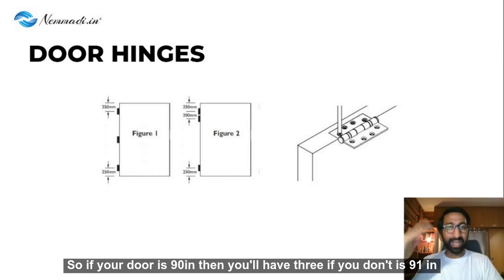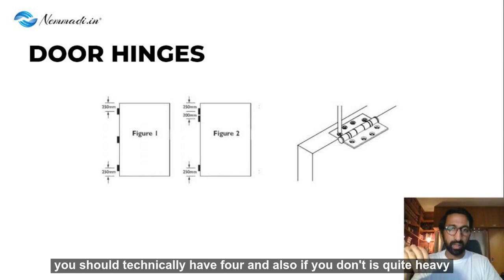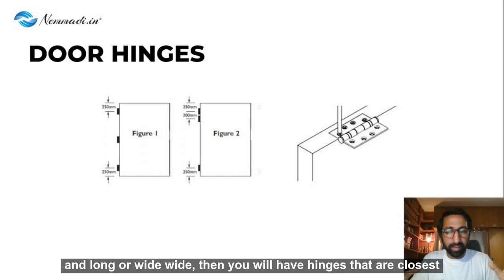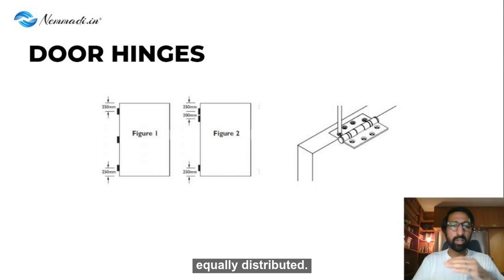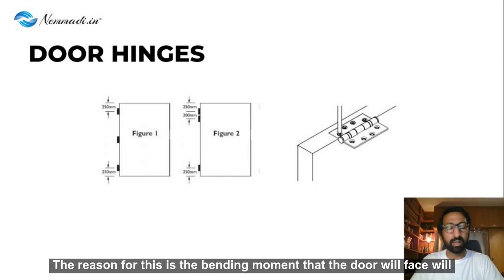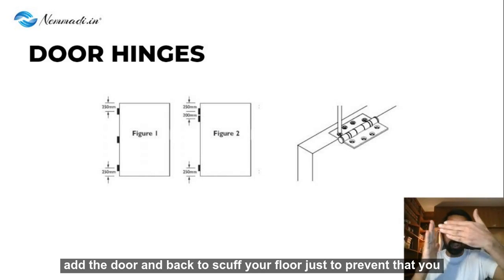So if your door is 90 inches, then you will have 3. If your door is 91 inches, you should technically have 4. And also, if your door is quite heavy and wide, then you will have hinges that are closer together on top, and then it could have one hinge at the bottom, or the space could be equally distributed. The reason for this is the bending moment that the door will face will sag the door, and that will scuff your floor.